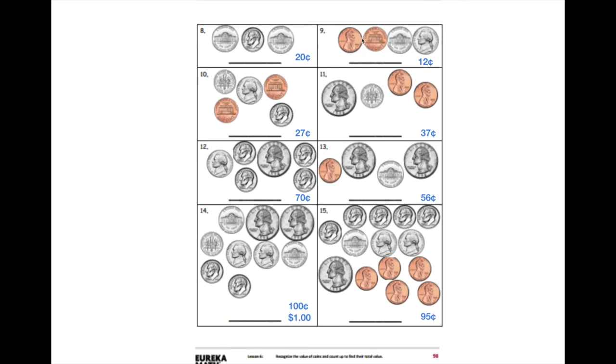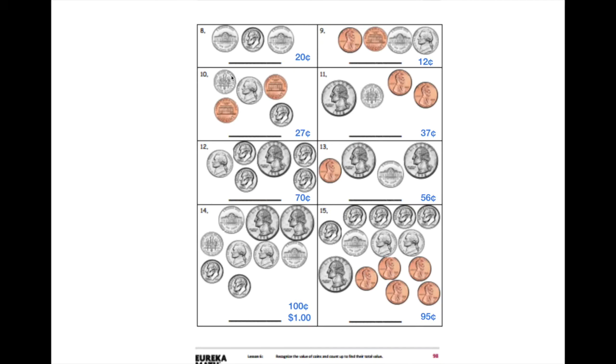Then for 9, I have 2 nickels, so I'm going to start with those. I just established that 2 nickels is worth 10 cents because each is worth 5. So I have 10 cents, 11, 12. I just count on to get 12 cents because I know each penny is worth 1 cent.